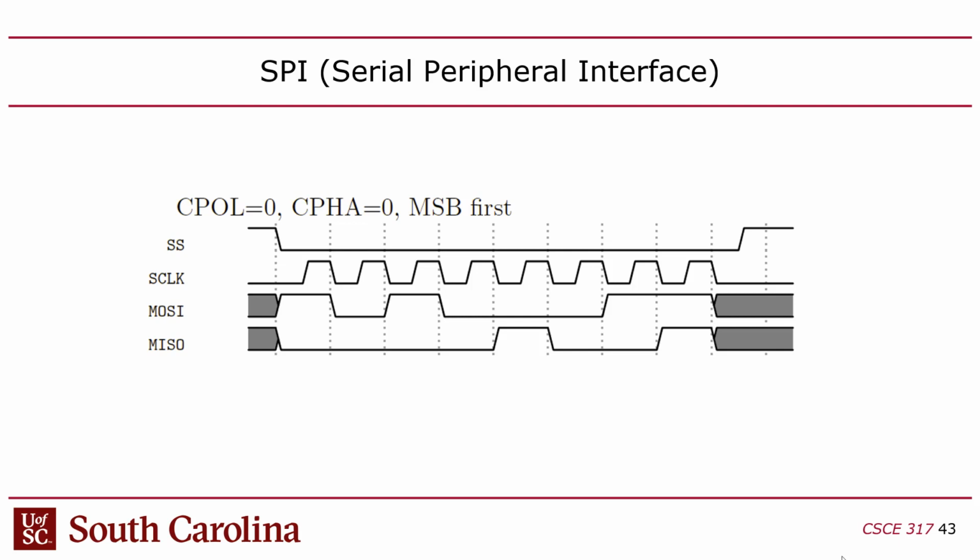So MOSI is 1 0 1 0 0 0 1 1, and then this gray area is a don't care, right? You have to read each bit from left to right. In this case I'm sending an 8-bit word in 8 cycles, but it's serial, so you send 1 bit at a time. You have to read each bit and then assemble them all together into the final value you sent, right?